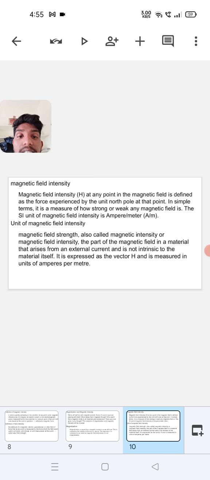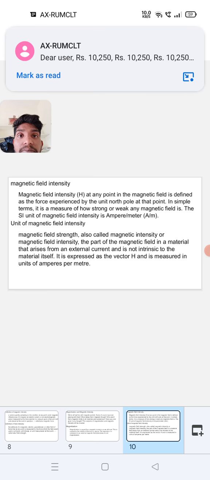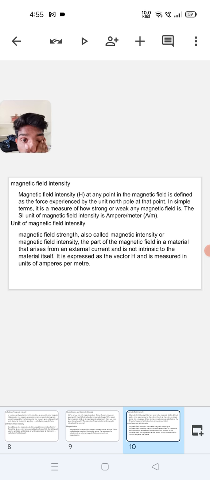Magnetic field strength, also called magnetic intensity or magnetic field intensity. The part of the magnetic field in a material that arises from an external current is H0, not intrinsic to the material itself. It is expressed as the vector H and is measured in units of ampere per meter.